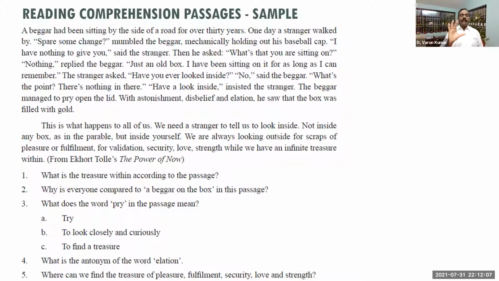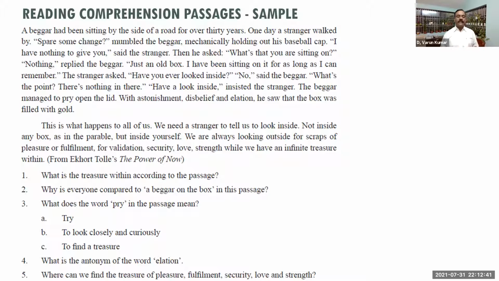You see, this is the passage taken from our textbook. First, as I told you, let us go to the questions instead of going to the text. According to the passage, what is the treasure within? Why is everyone compared to a beggar on the box in this passage? This is the second question. We should give a reason. What does the word pry in the passage mean?